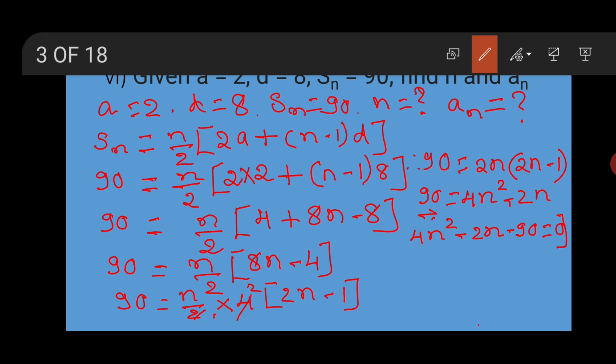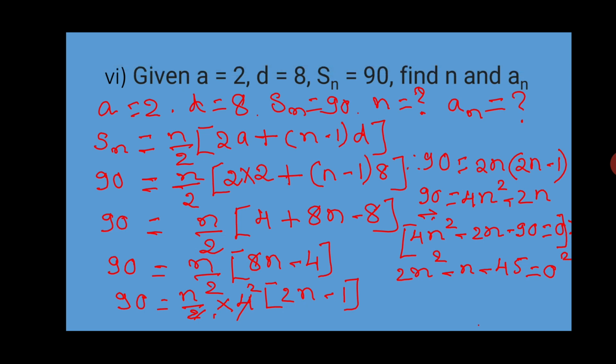Now divide the whole equation by 2. Then we will get 2n square minus n minus 45 is equal to 0. We know how to factorize a trinomial, 2n square minus n minus 45. Now factorize 2n square minus n minus 45. What do you get?